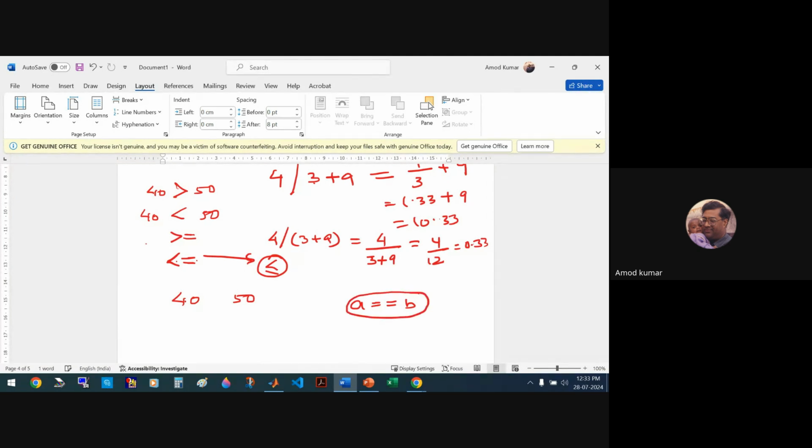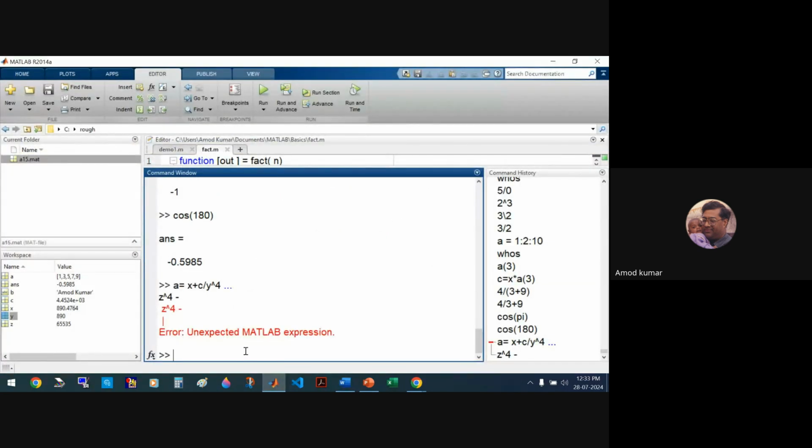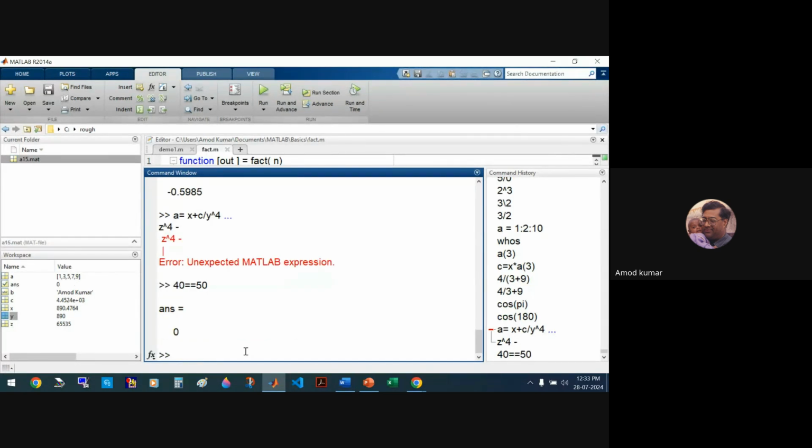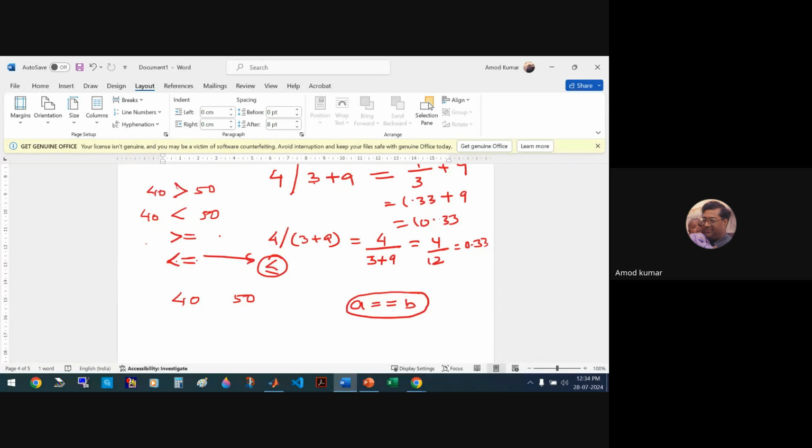That means you are asking a question, whether A is equal to B or not. So, for example, whether 40 is equal to 50. You are asking it, and if you execute this, your answer is 0. Why 0? Because this is false. 40 is not equal to 50, so the answer is false. So I think you understand what I mean. So double equal to means testing equality.